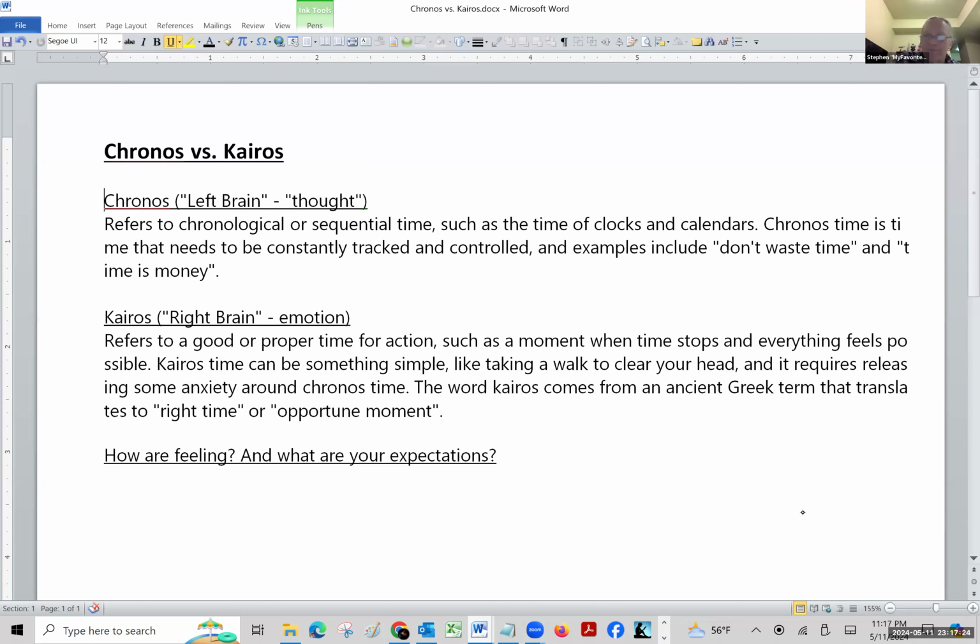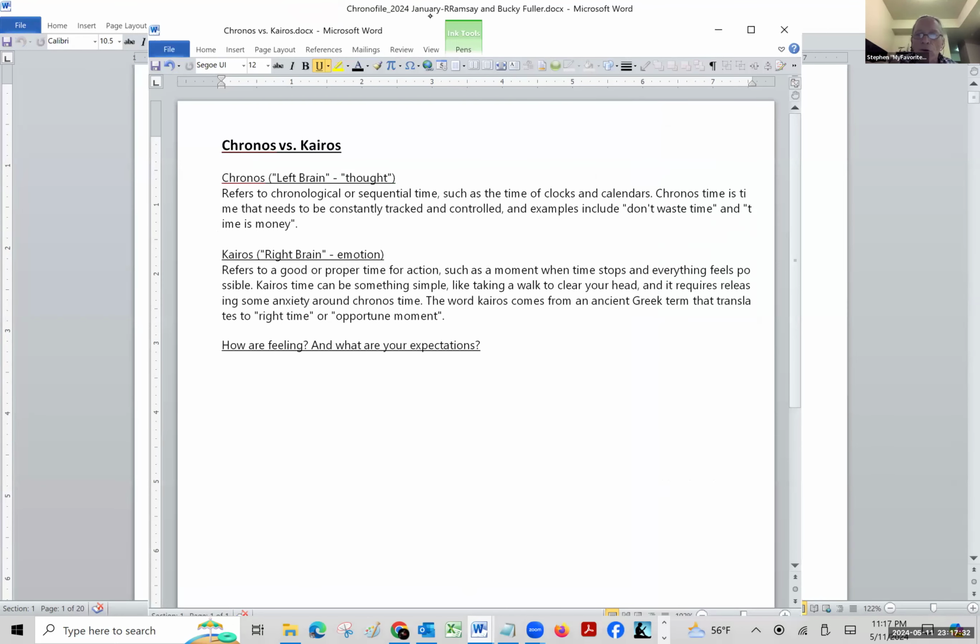Chronos time is, crud, I've got this thing in my way. Oh, I know how to fix it. So chronos time is time that needs to be consistently tracked and controlled. Examples include don't waste time and time is money. But the Greeks also had kairos time, which was fateful time or emotional time. So this is clocks, left brain, thought, and kairos time was fateful time.